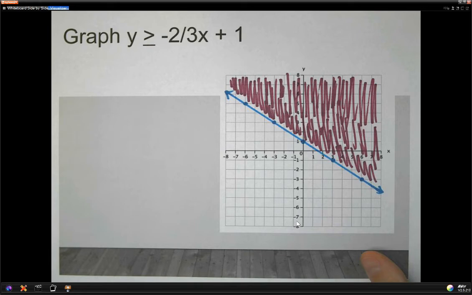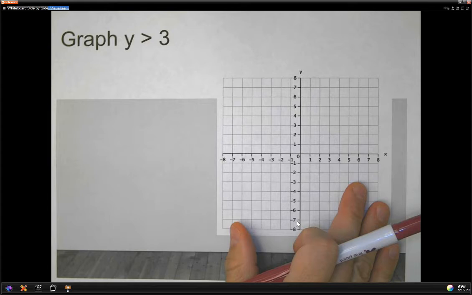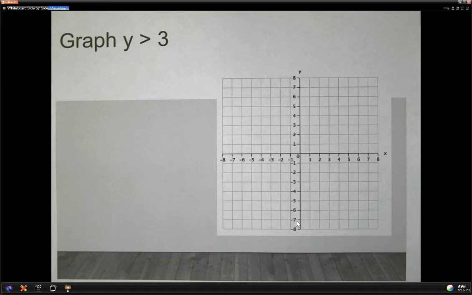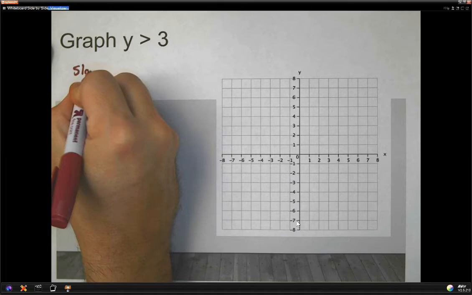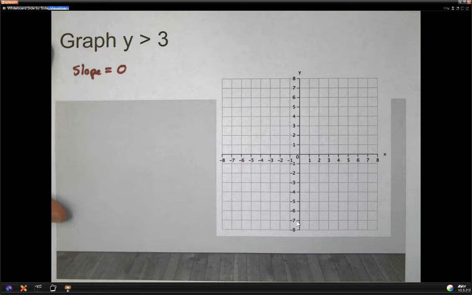All right, then we have some kind of special cases. We always have special cases. In this particular case, we have y is greater than 3. Now, notice here that I don't have an x. Really, in this particular case, the slope is actually 0. And the y-intercept is 3.